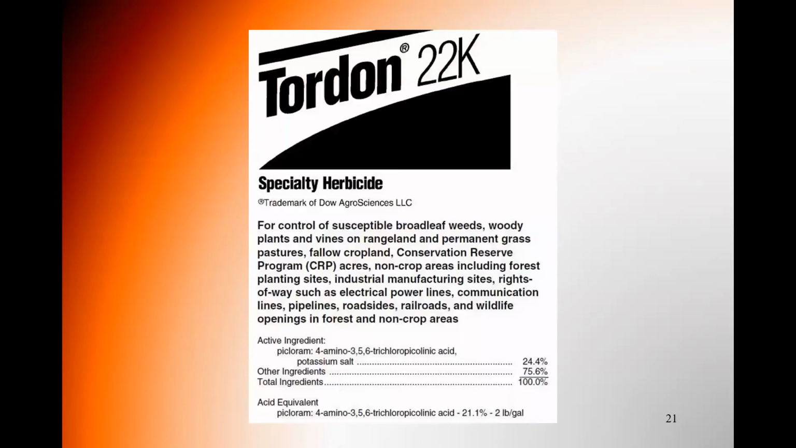Here's one: Tordon 22K. That is the brand name, the registered name for use in areas west of the Mississippi River on rangelands and grass pastures. So Tordon 22K is a name most people will recognize, but that is a brand name specifically trademarked to Dow AgriSciences. That means that no one else can use that name. They use something close, but they can't use that.